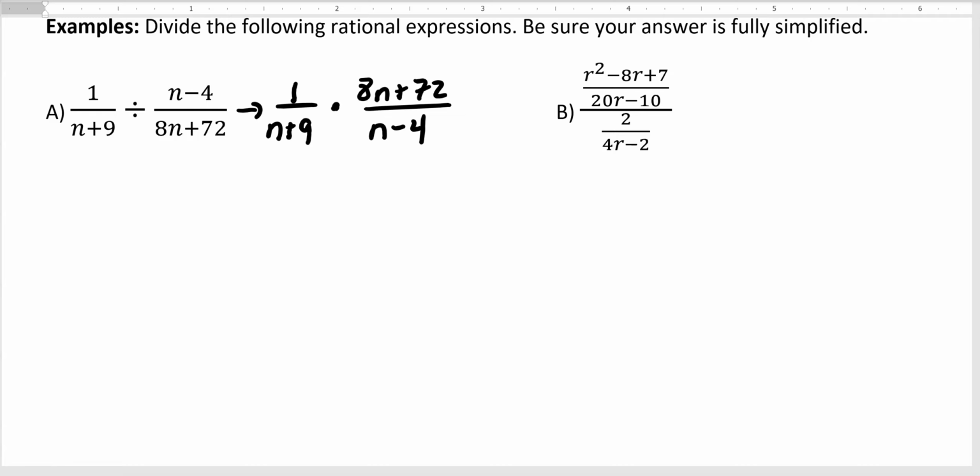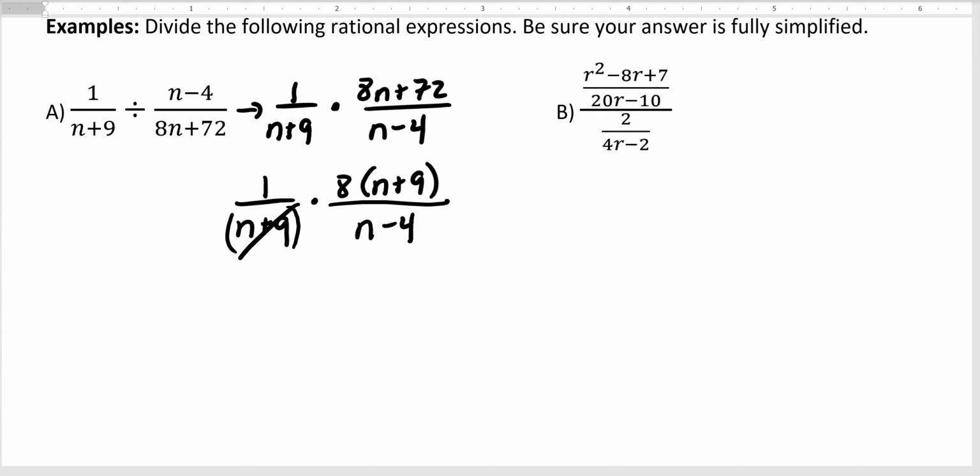All right, so now when we factor that, the only thing we can factor really is the 8n plus 72. I can take an 8 out of that, and I'd be left with n plus 9. And n minus 4 is there. The n plus 9s obviously will divide out, and I'll be left with 8 over n minus 4, and that would be my quotient for this rational expression division.